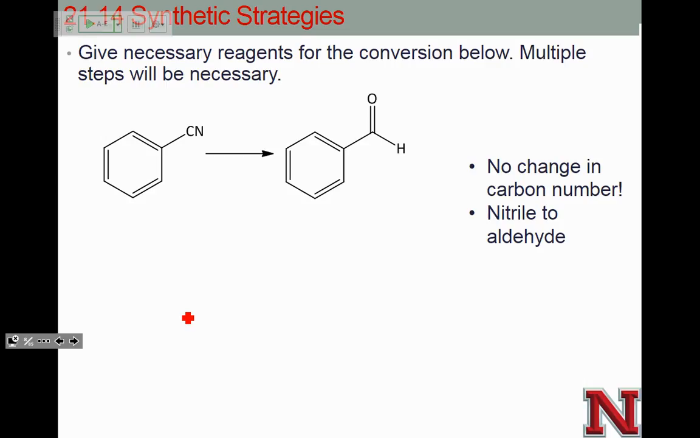So we need to look at what's likely. First off, notice that we're not changing the carbon numbers, so we're not doing any new carbon-carbon bonds. We have the same amount of carbons in our starting material and our final product, but we are taking the nitrile to an aldehyde. So we can easily form the aldehyde if we have an acid chloride or an anhydride. And I'm showing it with the acid chloride, but remember we can do a lot of the same reactions with the anhydride. We only have one addition of hydrogen.